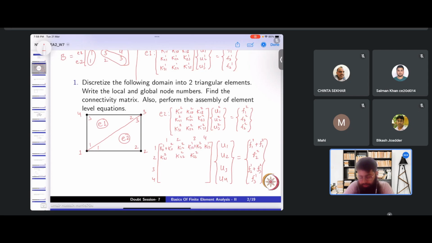So are nodes 2 and 4 connected in any element?